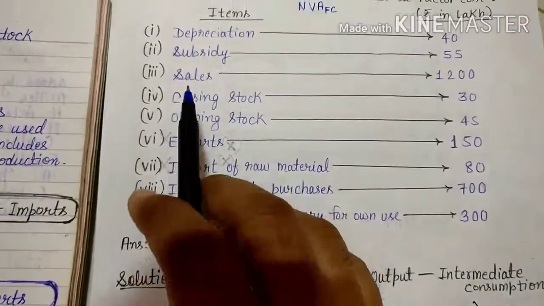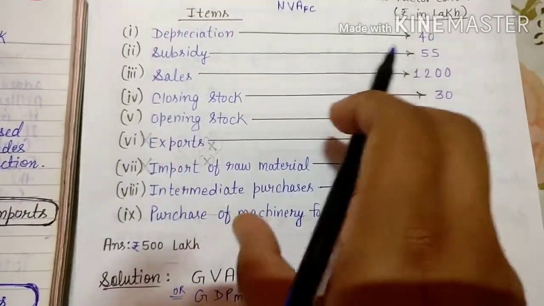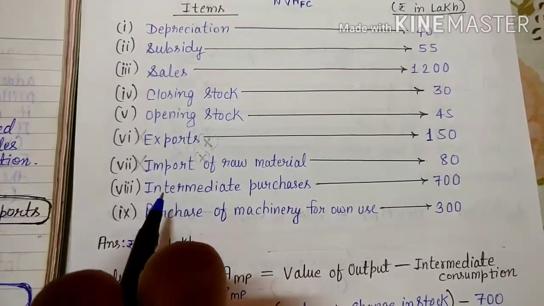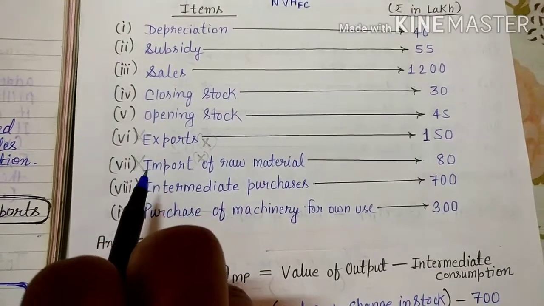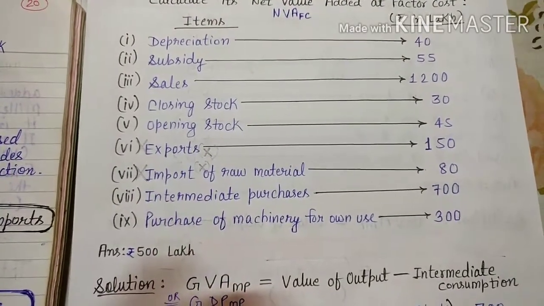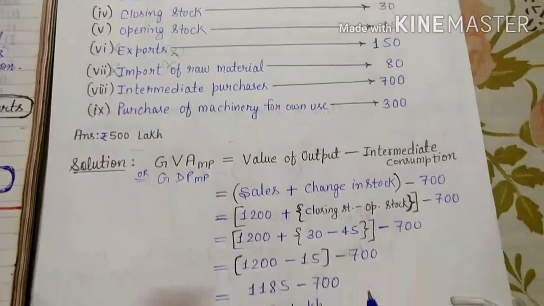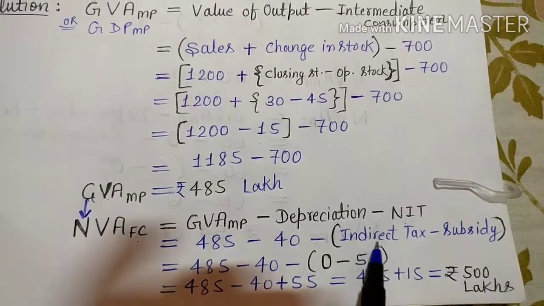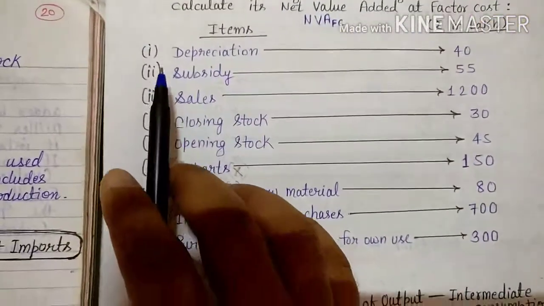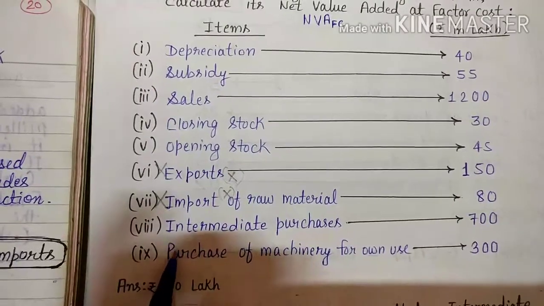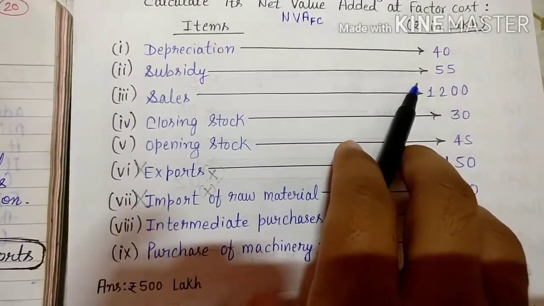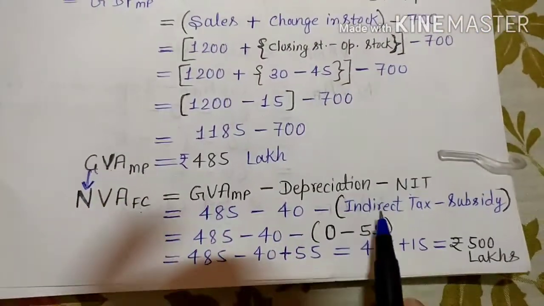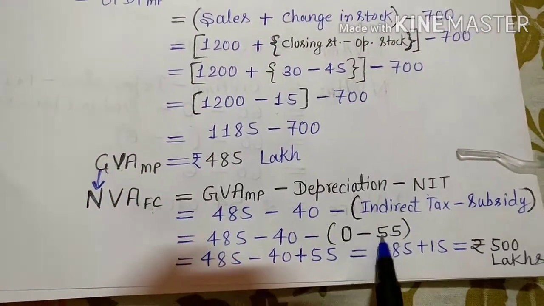Now just check, is depreciation given? Yes, depreciation is given there. Is net indirect tax given? There, net indirect tax is not given directly. So we have learned earlier that there is a formula for net indirect tax. What is the formula for NIT, net indirect tax? Indirect tax minus subsidy. Just check here, is indirect tax given? No, indirect tax is not given, but subsidy is given. How much? 55. So if indirect tax is not given, we can assume it as 0. So we have written here indirect tax minus subsidy, 0 minus 55, in place of this.